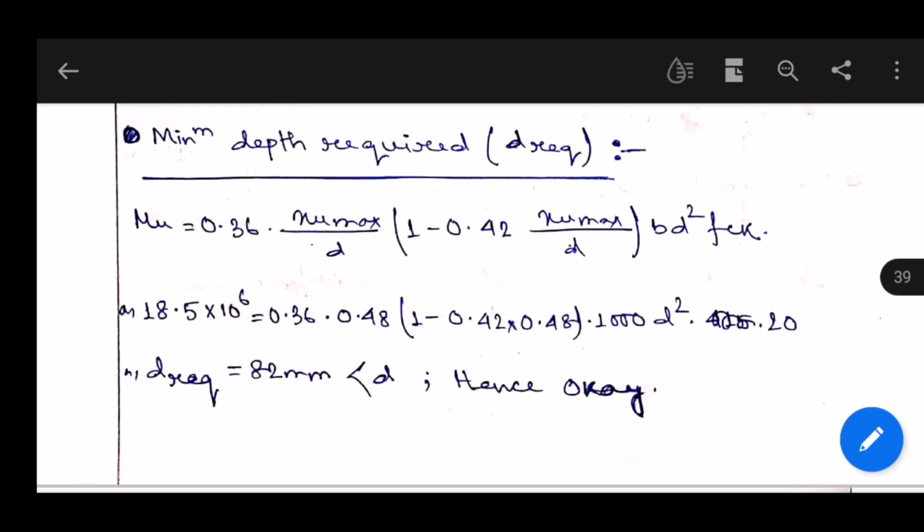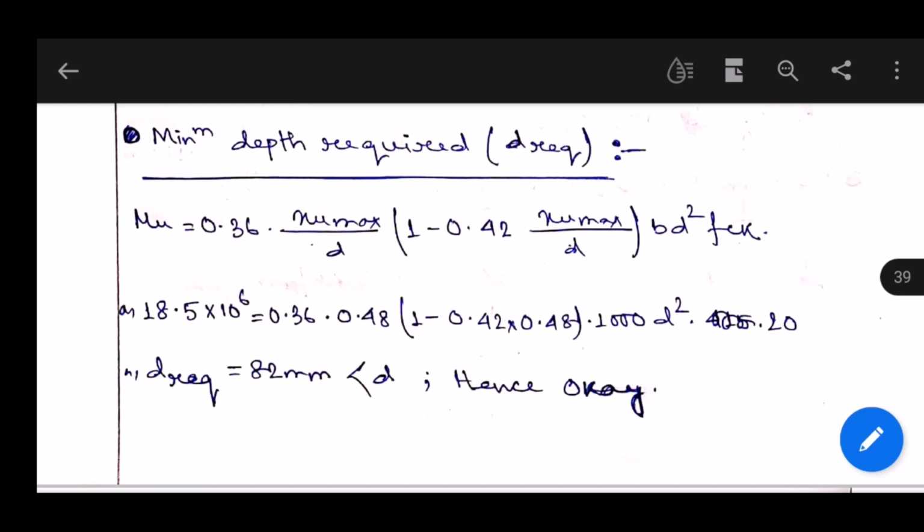Regarding the condition, the value of xu max by d we may find out just below clause number 38, and in this question Fe is 415, that's why xu max by d is 0.48 as per IS 456/2000, within bracket 1 minus 0.42 into 0.48 bracket closed. Now b is the width, and that is 1000 into d square into fck is 20 here.